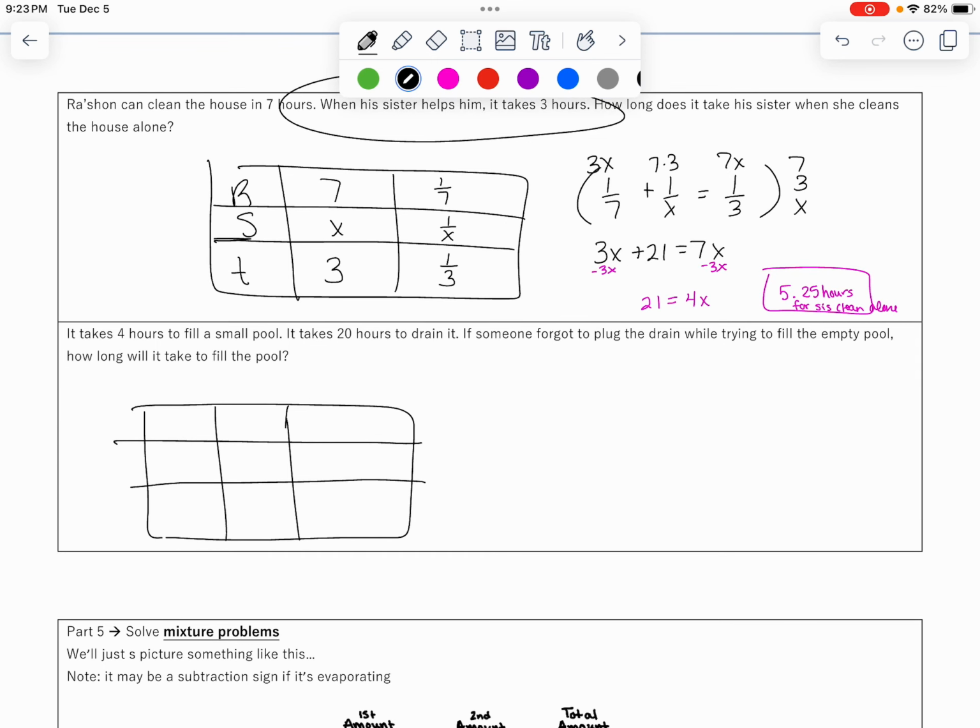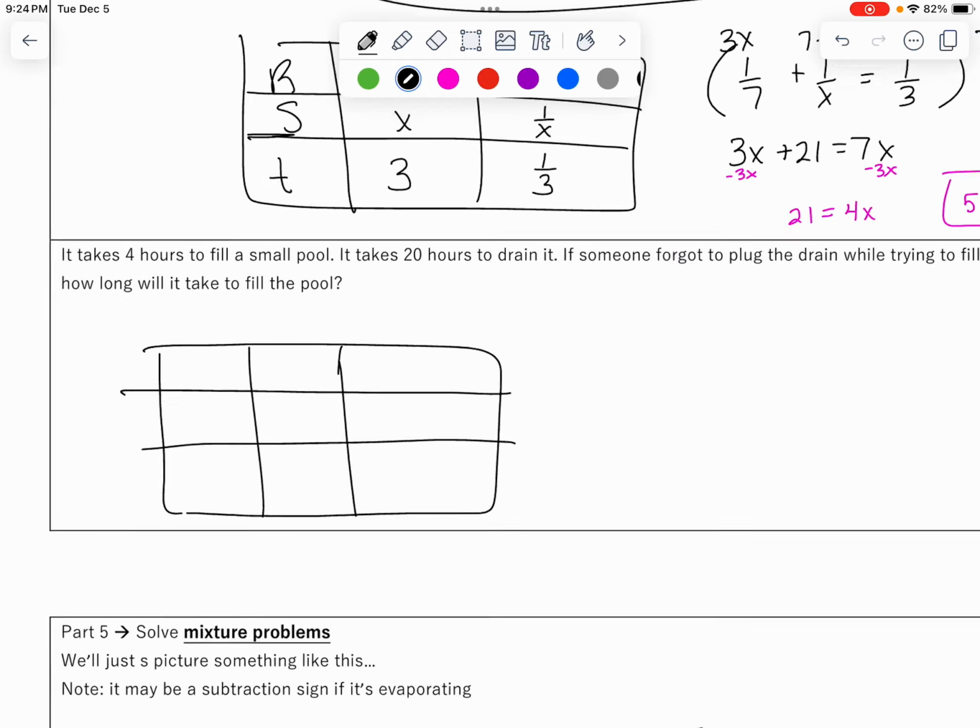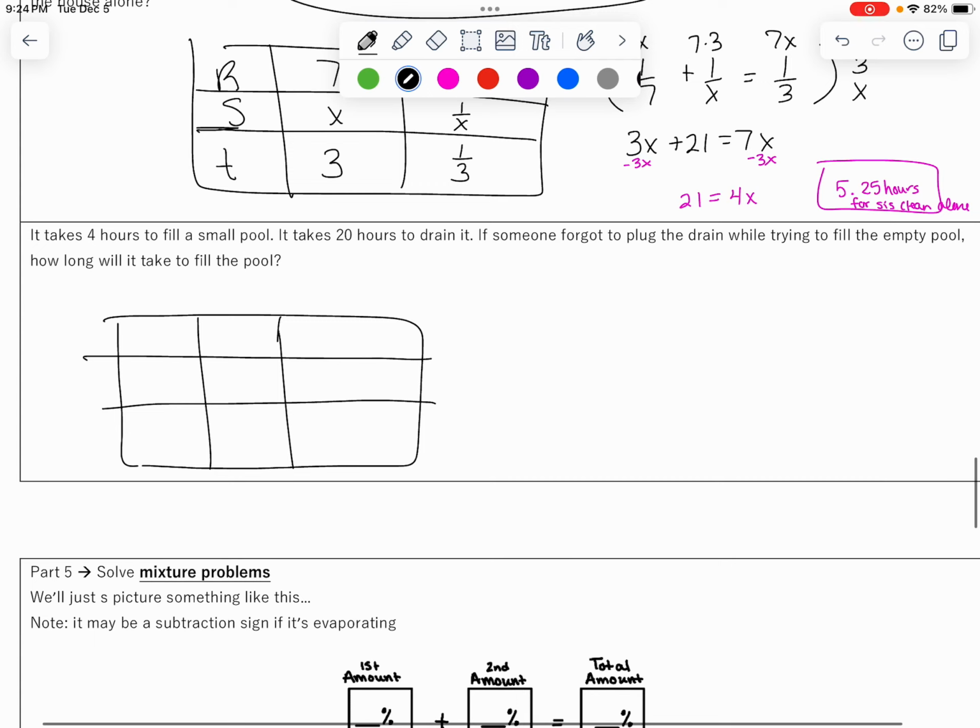It takes 4 hours to fill a small pool. It takes 20 hours to drain it. Someone forgot to plug the drain. If someone forgot to plug the drain, this would be you. You know what, guys? This is an example of parenthood.